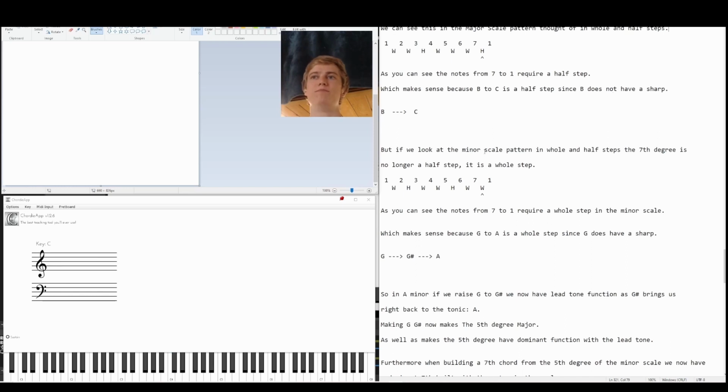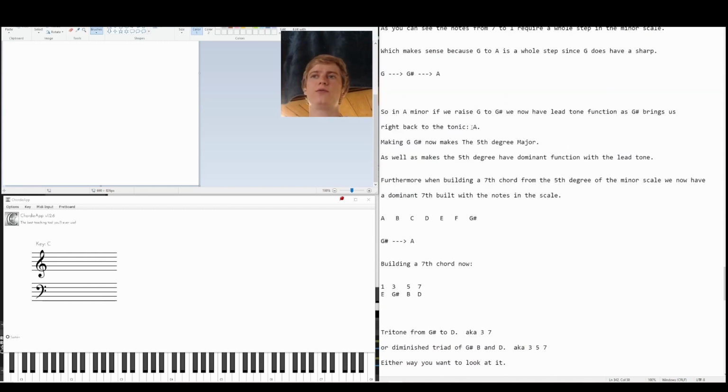But if we look at the minor scale pattern in whole and half steps, the 7th degree is no longer a half step. It is a whole step. So look at the minor scale pattern here, and my last step is a whole step. So from 7 to 1, I have that whole step. And this makes sense because if I go from G to A, it's a whole step because G does have a sharp. So look at G, A, that wouldn't really be a leading tone from G to A because there's that G sharp in the middle.